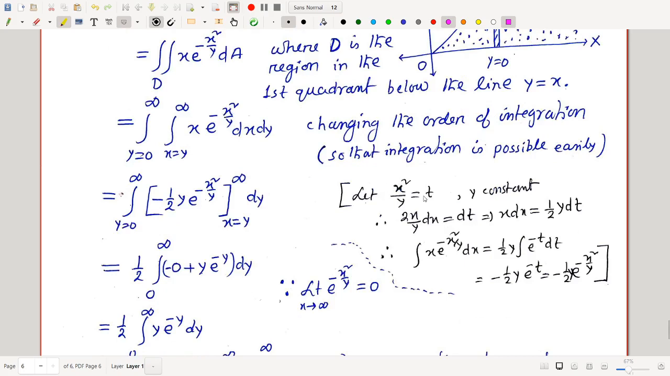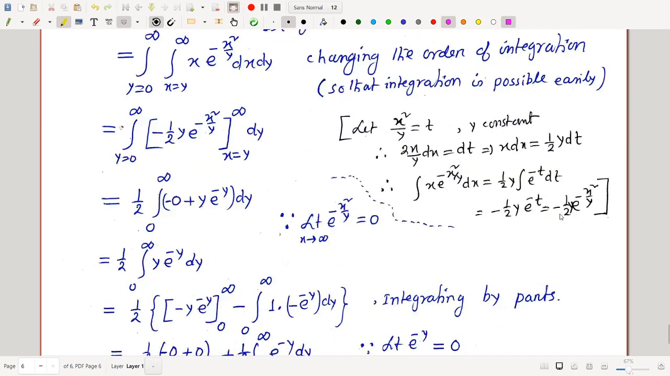x square by y, let us put it t. y is constant when we integrate with respect to x. So x square by y equal to t, so twice x by y dx will be dt, means x dx will be half y dt. So x e to the power minus x square by y dx becomes what? Half y e to the power minus t dt. Half x dx is half y dt, and y is taken out because it is constant when we integrate with respect to x. And then we get minus half y e to the power minus t, means minus half y e to the power minus x square by y. So this value directly we have taken here.